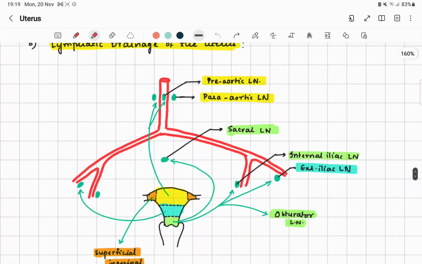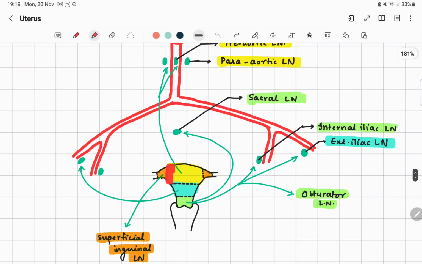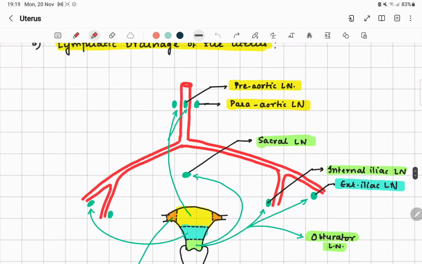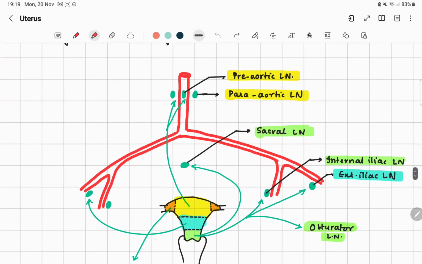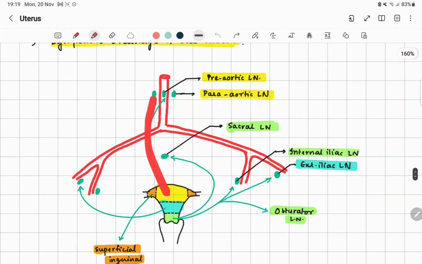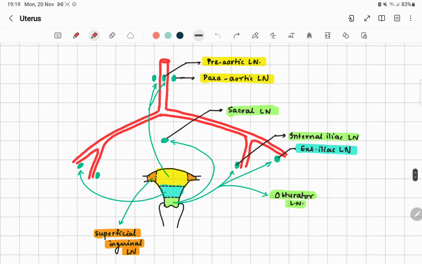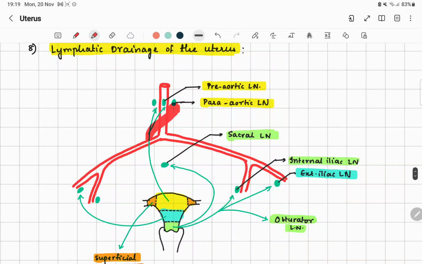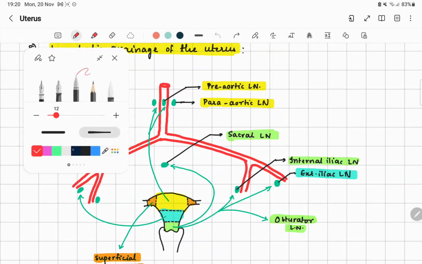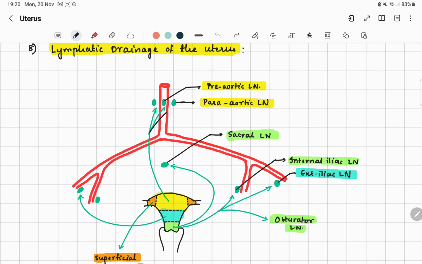Talking about the lymphatic drainage, from the fundus and half of the body part, it drains into your pre-aortic lymph nodes and the para-aortic lymph nodes, mainly to the pre-aortic lymph nodes. Also this can cross and move to the para-aortic lymph nodes, so you can consider this also, but less amount.